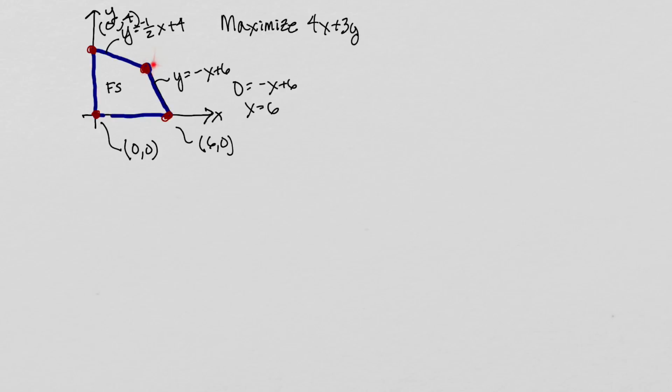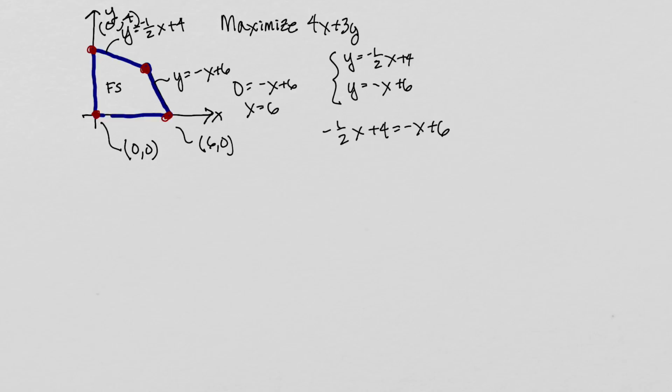Now, to get this point right here, this is where these two lines intersect. We need to find where this line here and this line here intersect. So we can do that if we just solve this system of equations. We're going to have y equals negative 1/2 x plus 4, and y equals negative x plus 6. And we can do this by just setting y equal to this, y equal to this. So let's just set these two equal to each other. So we're going to get negative 1/2 x plus 4 is equal to negative x plus 6.